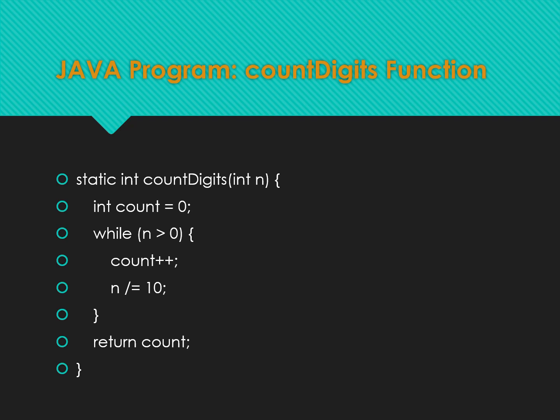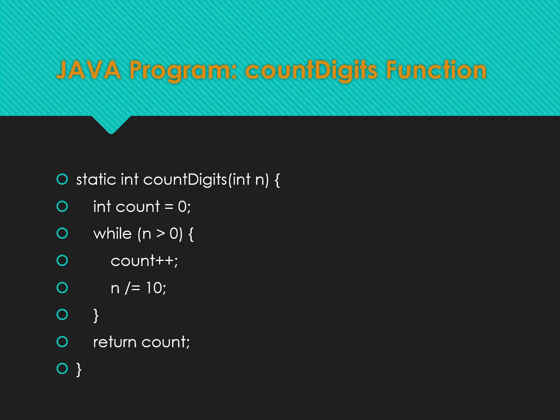The function takes an integer n as input and initializes a counter variable, count, to 0. Then, it enters a while loop that continues as long as n is greater than 0. Inside the loop, two things happen. The count variable is incremented by 1. This keeps track of how many times we loop.